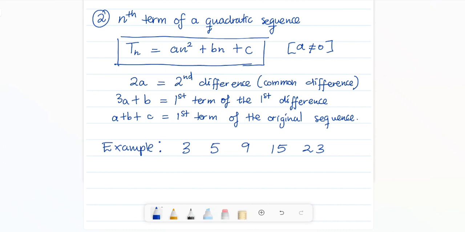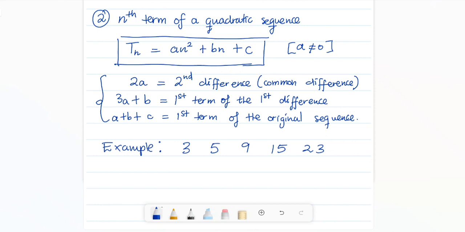So now what we need to remember are these formulas that I've put down here for us to find the nth term of a quadratic sequence. First of all, we have to equate 2a. For us to find a, we say 2a is equal to the second difference. You'll see the common difference once we do the example there. Then 3a plus b will always be equal to the first term of the first difference, and then a plus b plus c will be equal to the first term of the original sequence.